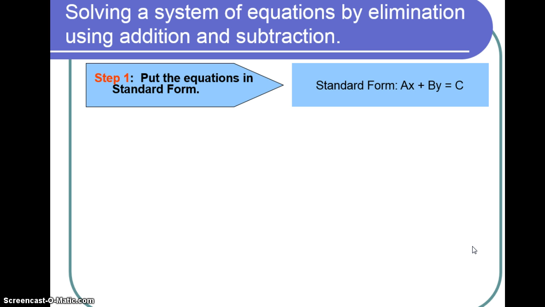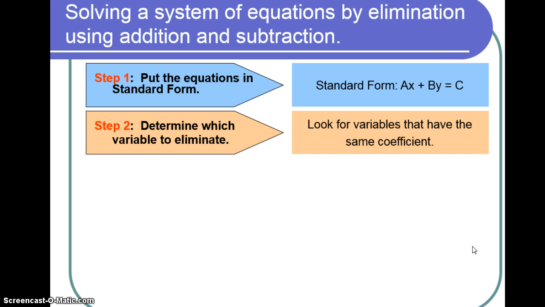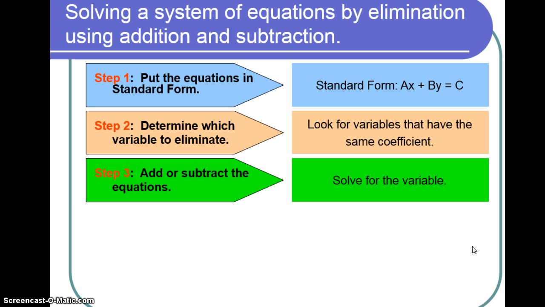So the first step is to make sure that the equations are in standard form. That's where you have some number in front of x plus some number in front of y equals some number, otherwise known as ax plus by equals c. And we want to determine which variable to eliminate, which may be challenging for some of you, but what we want to do is look and see if any of our variables have the same coefficient, meaning the same number in front of the variable. And then we're going to decide if we want to add or subtract the equations to solve for the remaining variable.